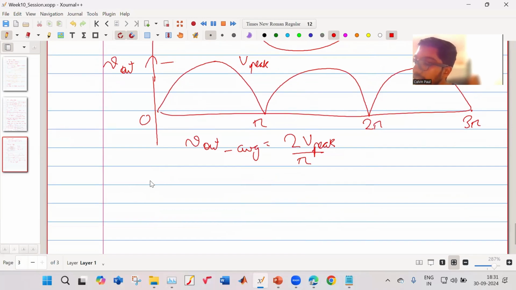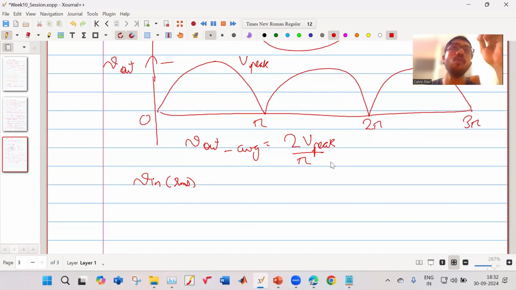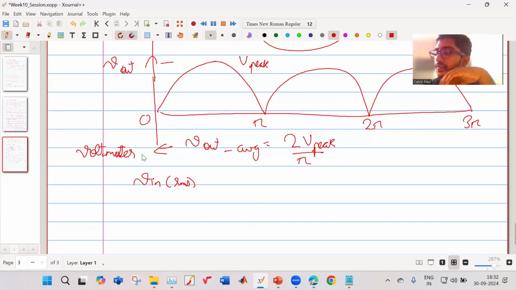Now I want to find the V in RMS. So how will I find V in RMS then? So my V out average is measured using a voltmeter. Now I want to find the input RMS value. How will I find that?